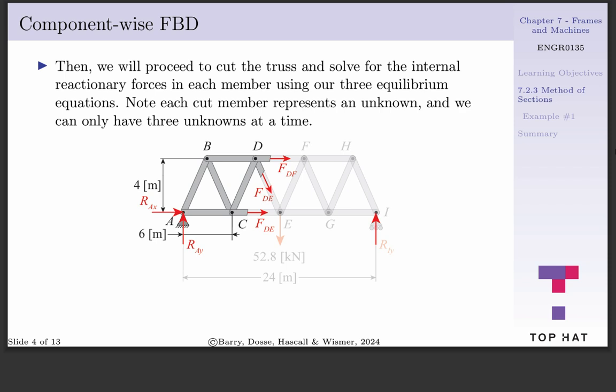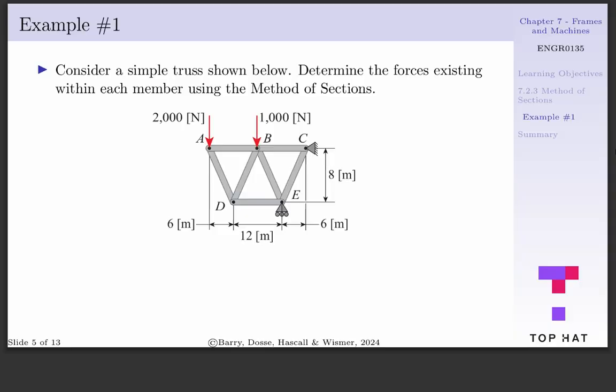Each cut represents an unknown, and we can only have 3 unknowns at a time since we only have 3 equilibrium equations: the summation of forces in the x direction, the summation of forces in the y direction, and the sum of moments about a point, so we have to be selective about our cuts. The sign convention is opposite that of the method of joints, so we're assuming the forces in each member are tensile.